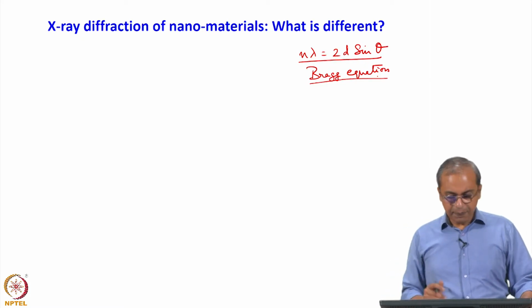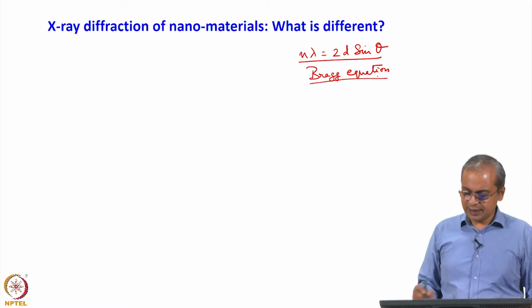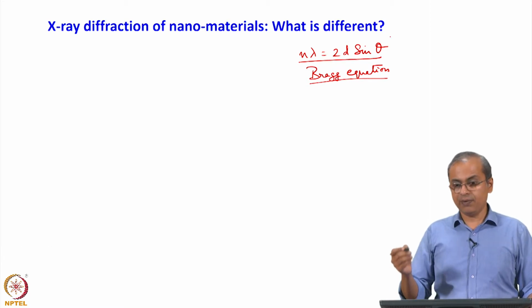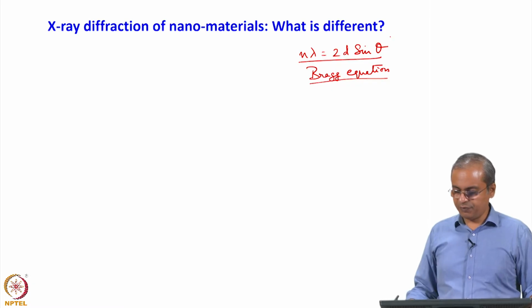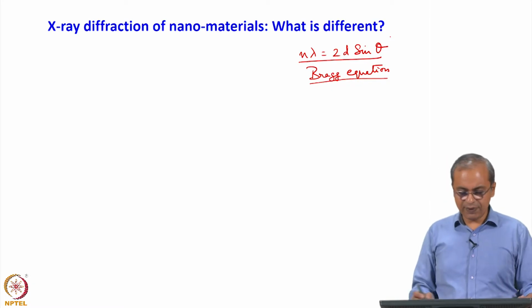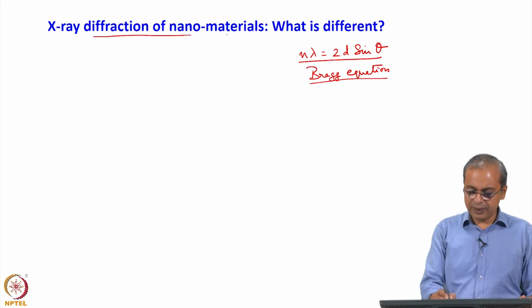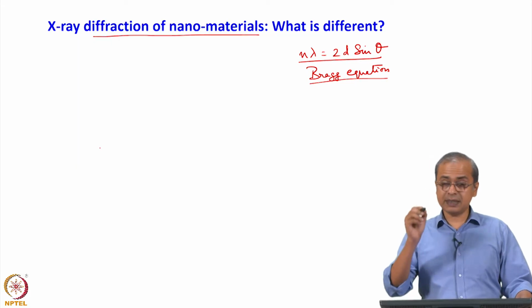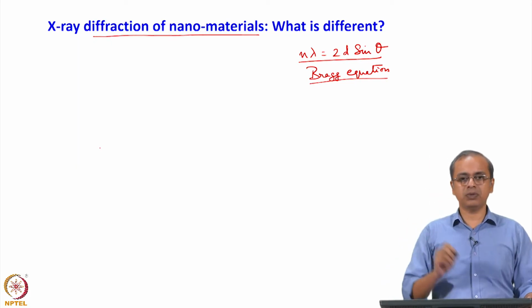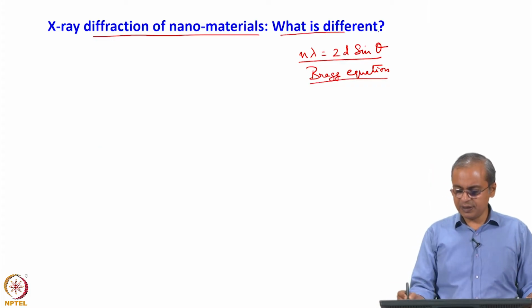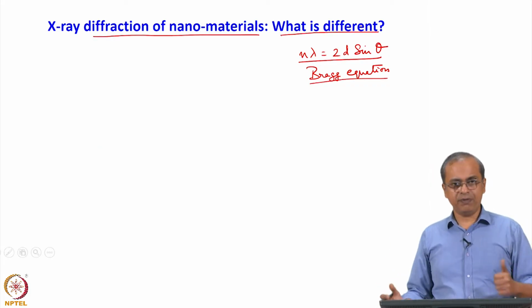Now, first of all we would like to understand, this is something that you already know, the Bragg equation is something that you may have come across in many different circumstances. But what is interesting to us is that when you look at the diffraction from a nanomaterial, there is a difference when compared to the diffraction of the same material in the macro scale, so to speak. So, we would like to understand what this difference is and where it is coming from, right.